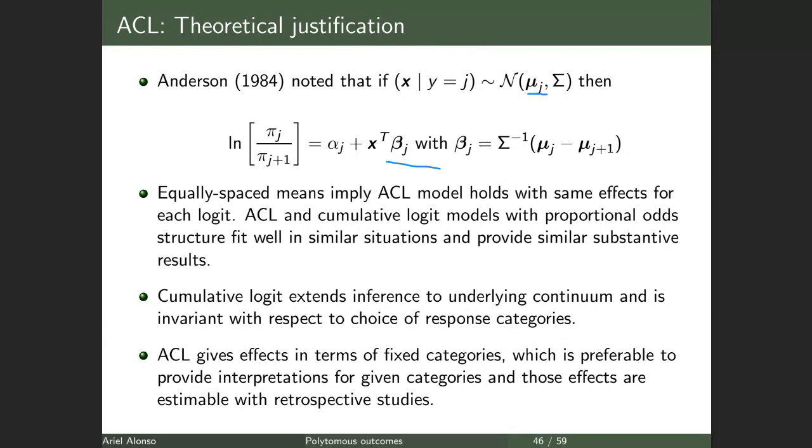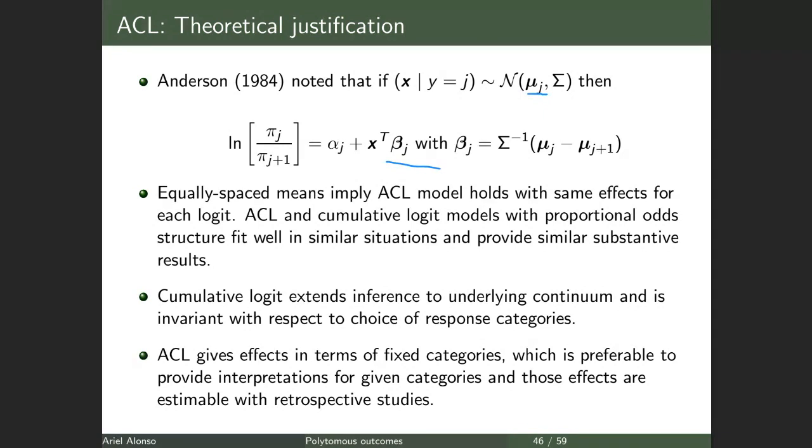Now, generally speaking, the ACL model and the cumulative logit model both use this proportional odds assumption, and they produce good fits in similar situations. So typically when one of them fits the data well, the other one tends to fit the data well. The advantage of the ACL model is that you can use it with case control data. That's not the case for the cumulative model.